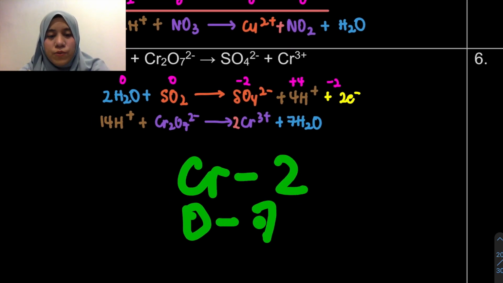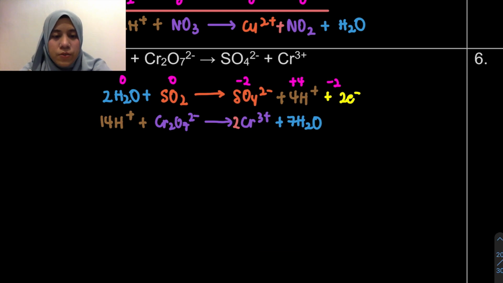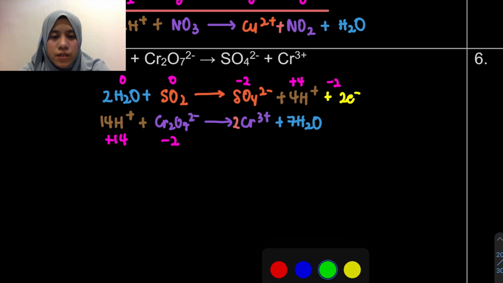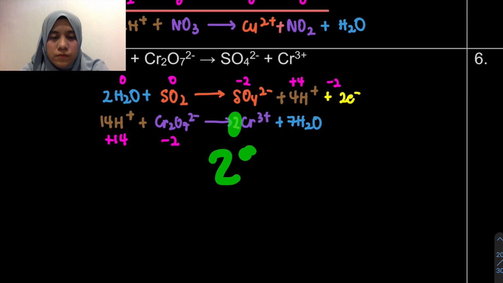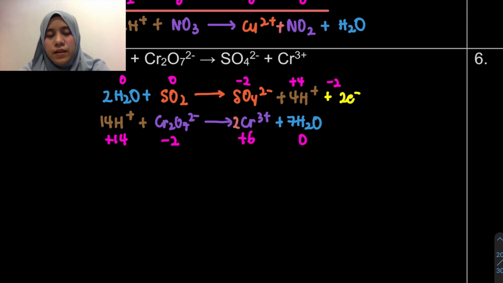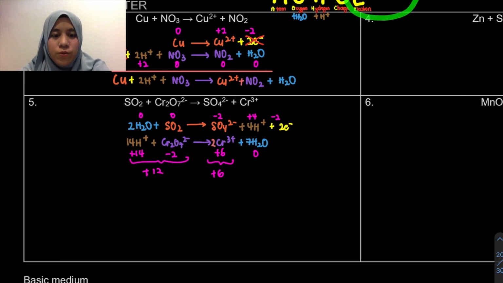Okay, atom semua dah balance. Okay, so sekarang ni calculation pula plus 4 0 negative 2. Yang ini positive 6. Sini 0. Okay, so how to make it balance? Sini positive 12, positive 6. We're going to add electron to the more positive value. So, more positive this one.